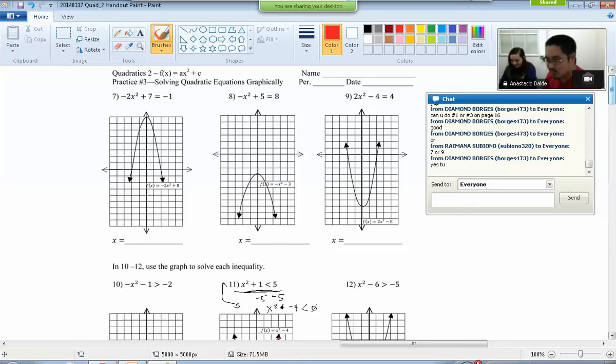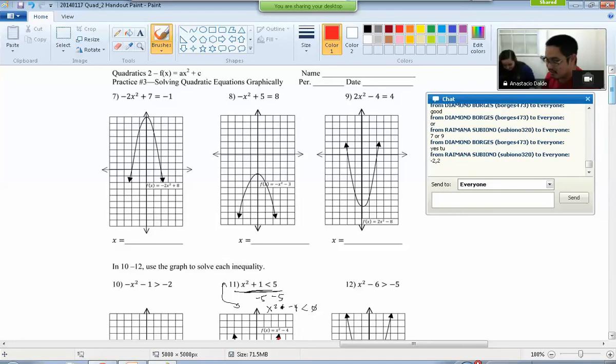Yes, really, seriously. Same thing with number 9. It's negative 2 and positive 2. That's it.